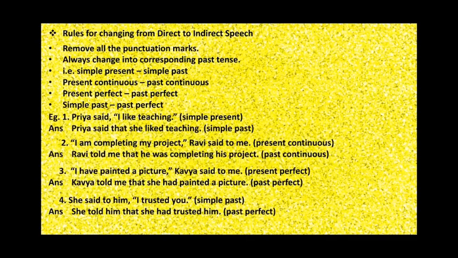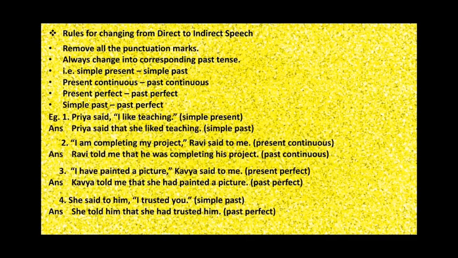First one, Priya said, "I like teaching." So you can see this sentence is in the simple present and it is the direct speech. So below we have the indirect speech. Priya said that she liked teaching. So this is converted into simple past. So like is converted to liked.